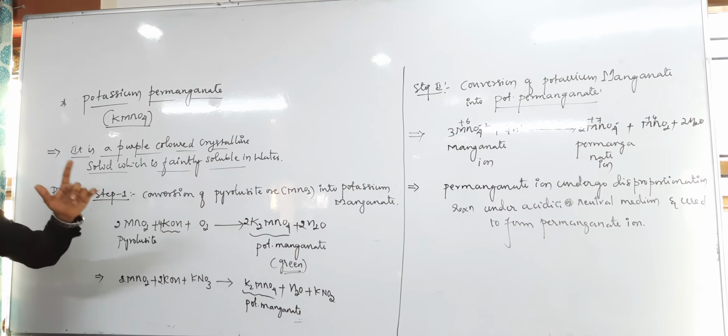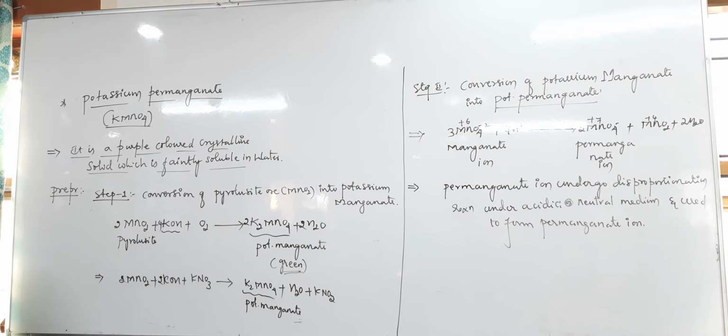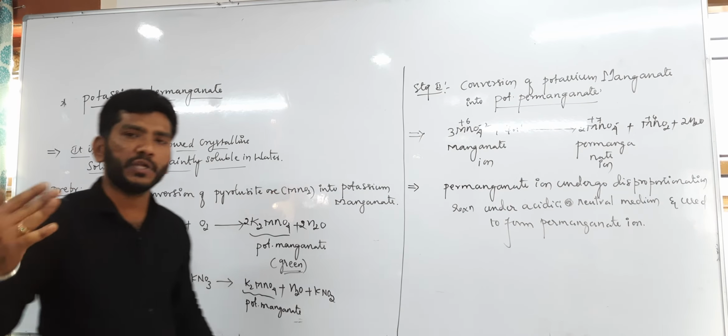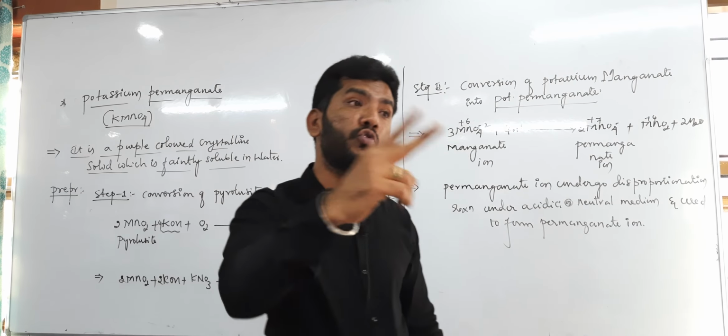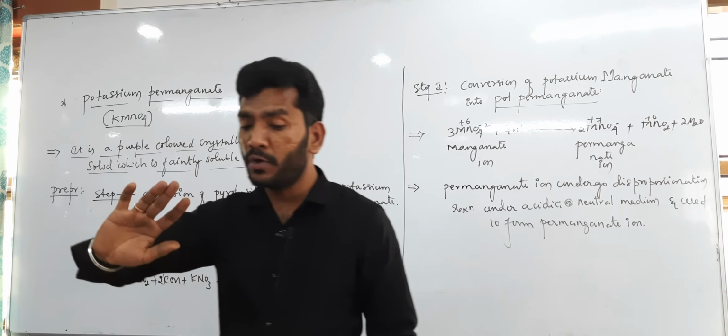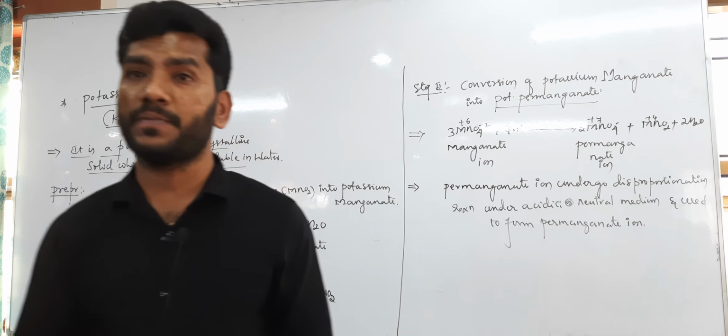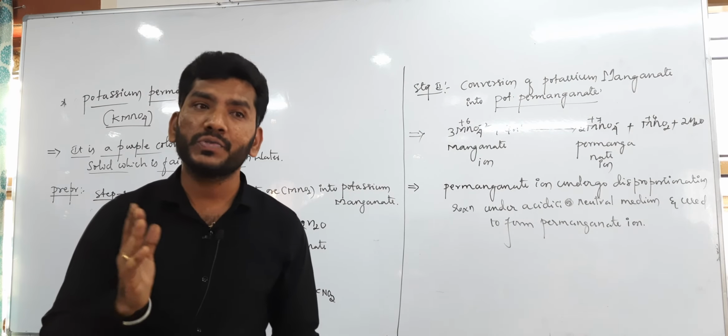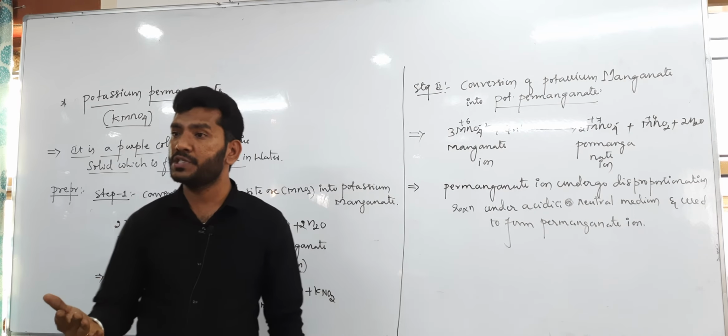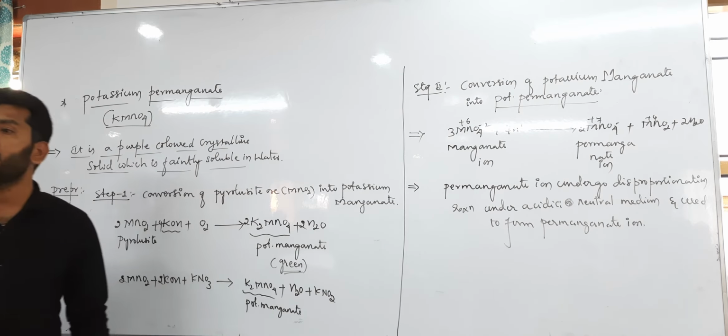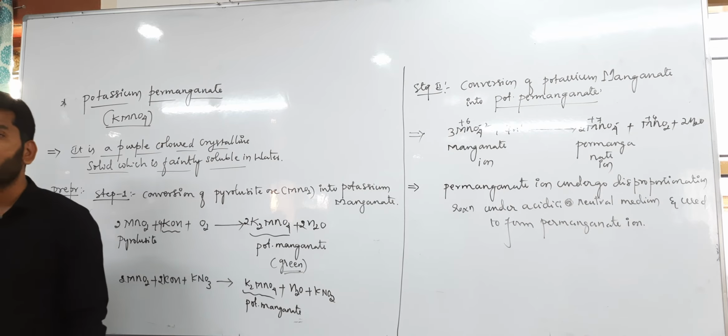Okay, now let me tell you, in order to get potassium manganate converted into potassium permanganate, we have two more methods. One is chemical oxidation and the other is electrolytic oxidation. By doing chemical oxidation and electrolytic oxidation of potassium manganate, we are going to get the permanganate ion, guys. Is it understood?